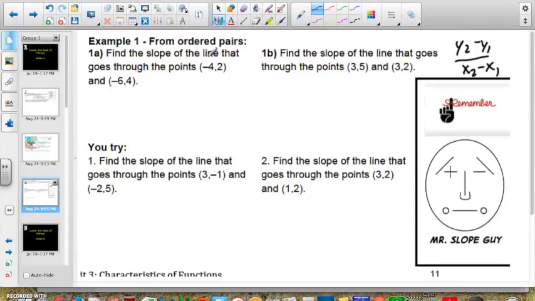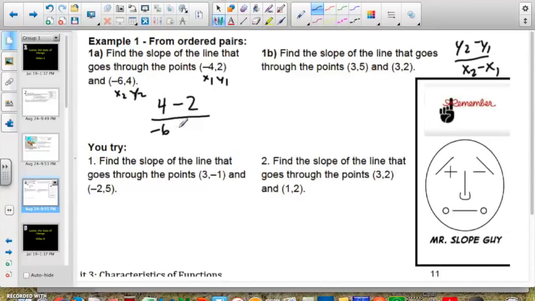So we're given 2 points, negative 4 and 2, and negative 6 and 4. And just to help keep things straight, I'm going to go ahead and label these as x1, y1, and x2, y2. That way we know exactly what we're plugging into this formula. So we're plugging into the formula, y2 in this case is going to be 4, and then we're going to subtract y1, which is 2. And then on the bottom we're going to have x2, which is negative 6.